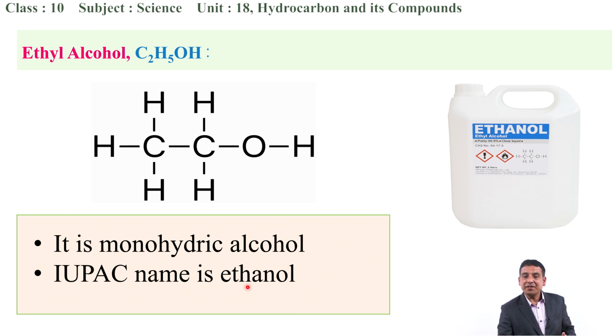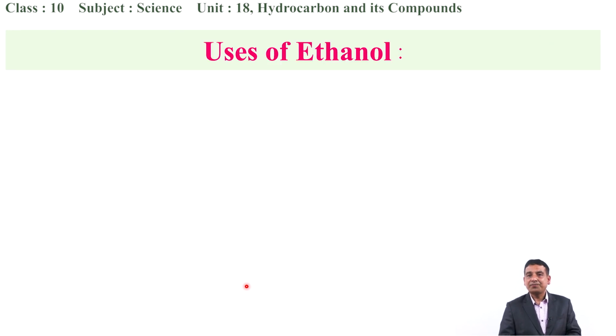This eth represents how many carbon atoms? Good, 2. The n represents there is a single bond between carbon and carbon. Then what does this OL represent? Obviously alcohol. So, collectively it is ethanol, which is the IUPAC name of this compound. The uses of ethanol, we are going to discuss right now.